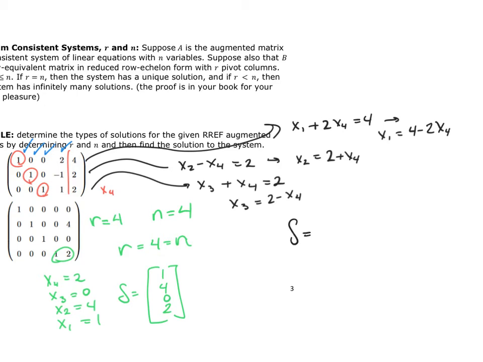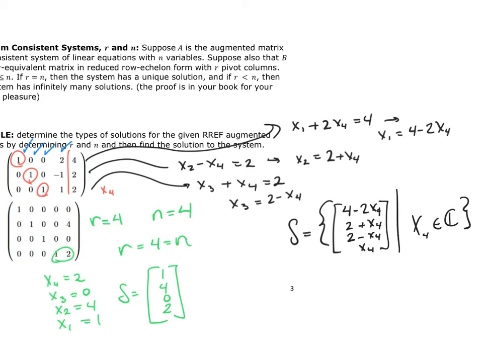So my solution set is going to be, first I'm going to write it in this form. I'm going to do it as a column vector. My x sub 1 is 4 minus 2 x sub 4. My x sub 2 is 2 plus x sub 4. My next one is 2 minus x sub 4, and then my last one is x sub 4, such that x sub 4 belongs to the complex numbers. Similarly, I can write this as s is equal to, first my constants, 4, 2, 2, and 0, and then plus x sub 4 and its coefficients, negative 2, 1, negative 1, 1.